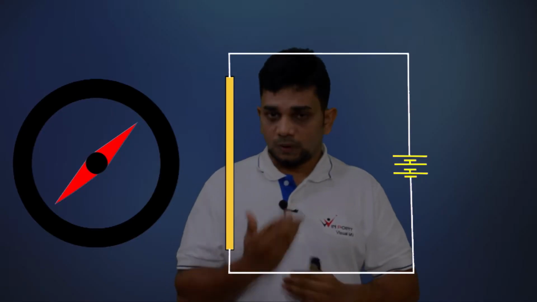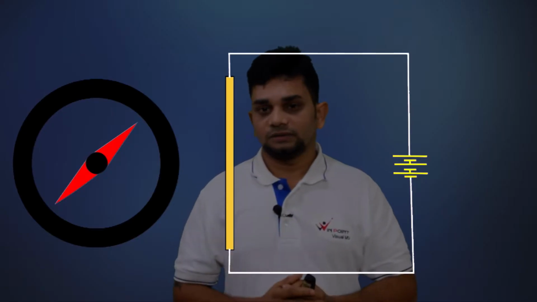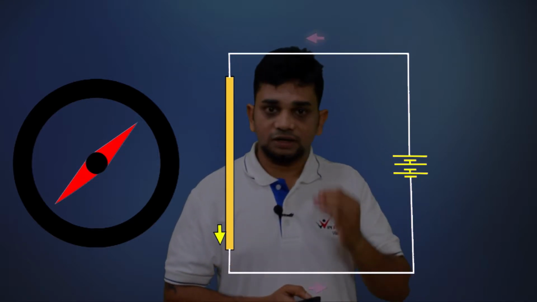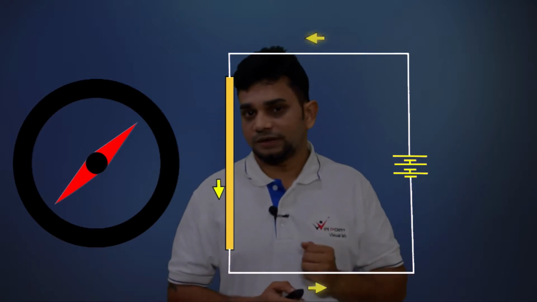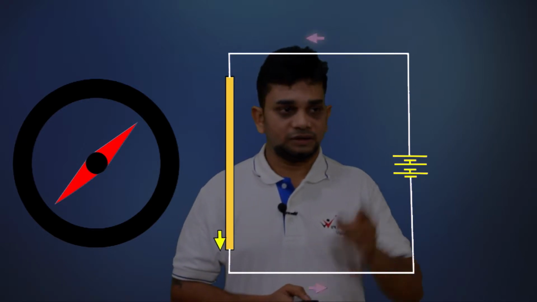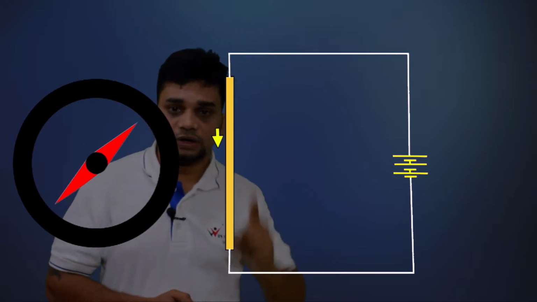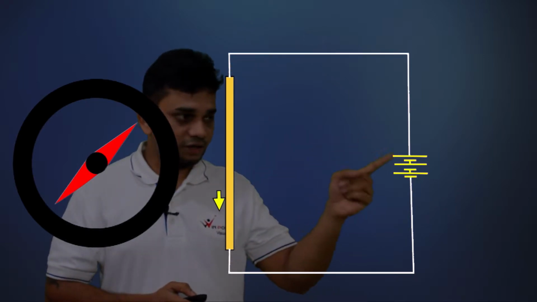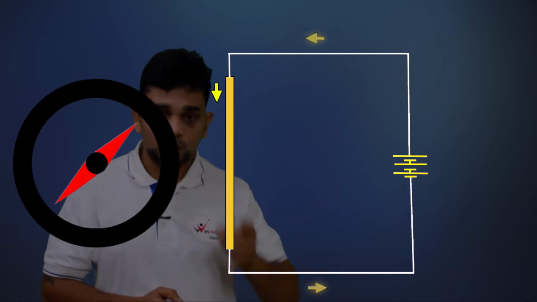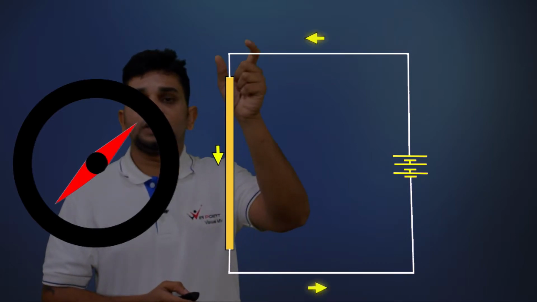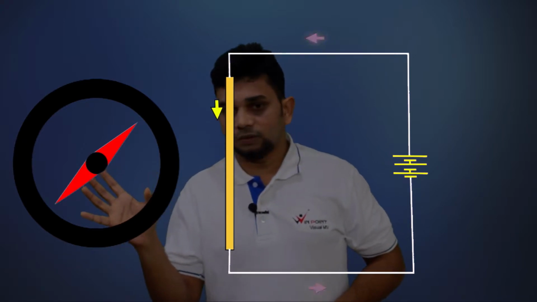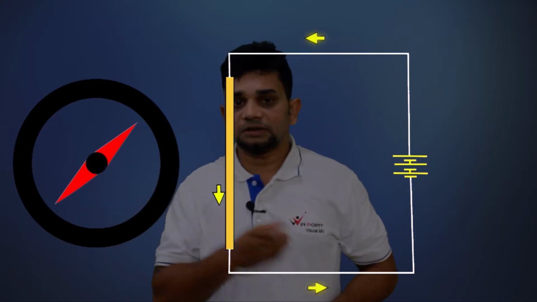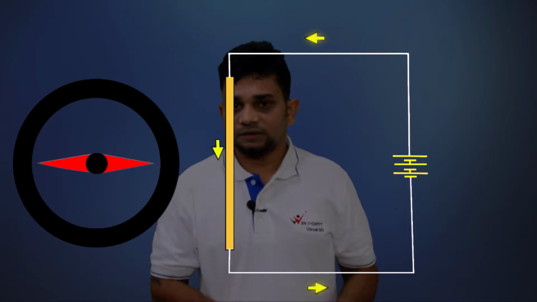Now we are going to do one thing. We are going to change the direction of current. Now what is the direction of current? Current starts from the positive end of the battery and ends at the negative end of the battery, right? So the direction of current in this conductor will be downward. When electricity is moving in the downward direction, there will be deflection in the magnetic needle. You can see the deflection now. It is deflecting clockwise.